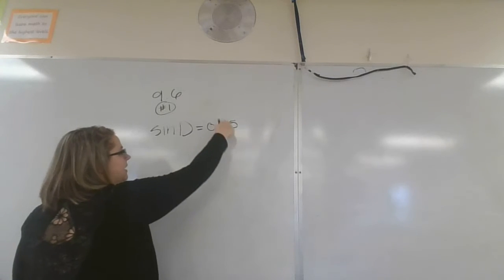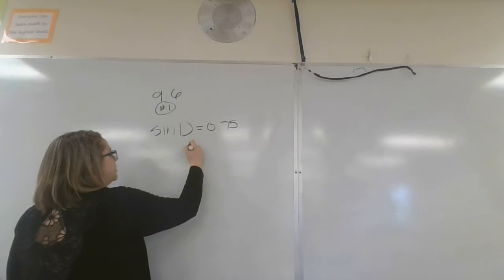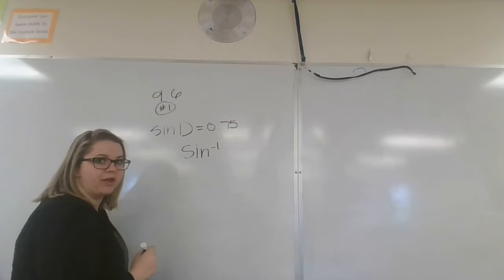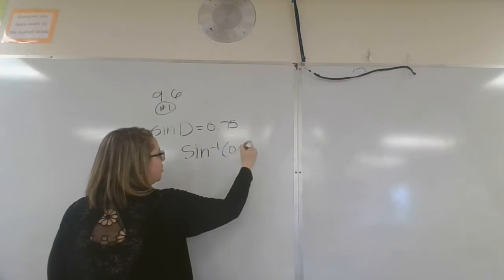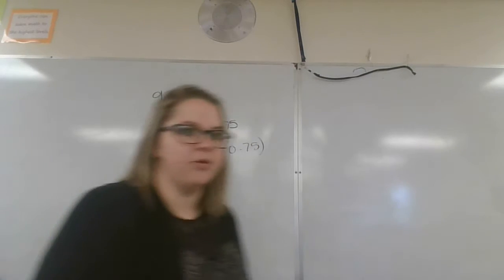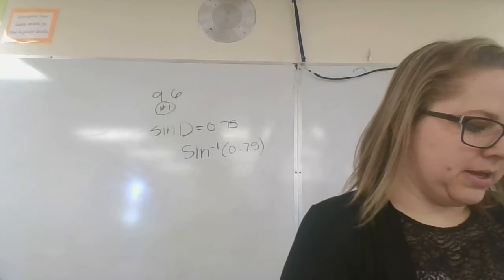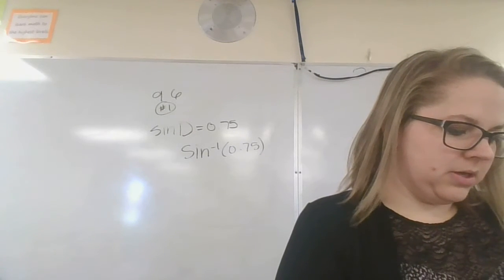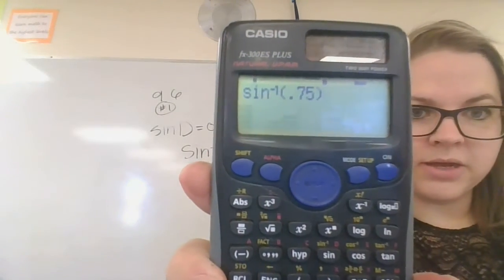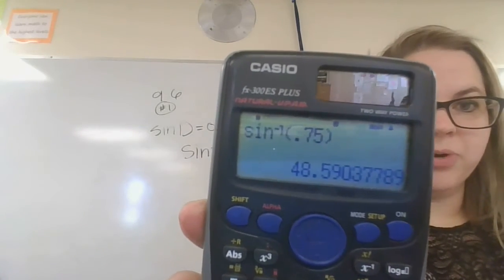We have the two side lengths. This was my proportion of side lengths over each other. So all we do is do sine inverse of this number right there of 0.75. So if I stick that in my calculator, I got sine inverse of 0.75. This is what it would look like in my calculator. I hit equals. I get 48.59.